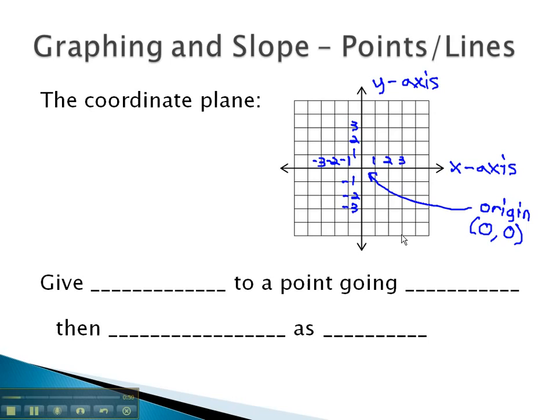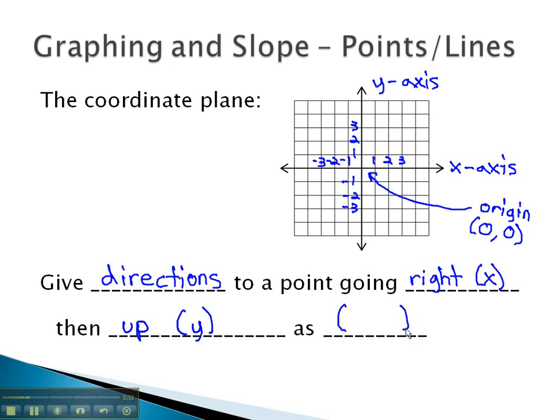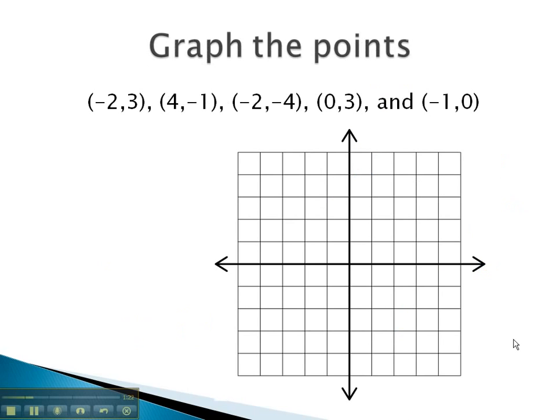We give directions to points on this coordinate plane using these two number lines. First, we give directions to the point going to the right. This is the x value. Then we give directions going up. This is the y value. And we give these directions as a coordinate pair x, y. The first number telling us how far to go right, and the second number how far to go up.